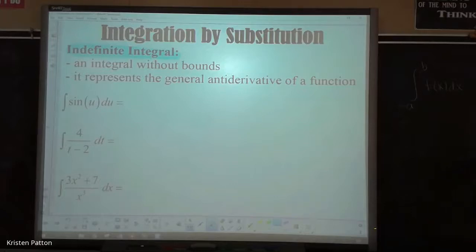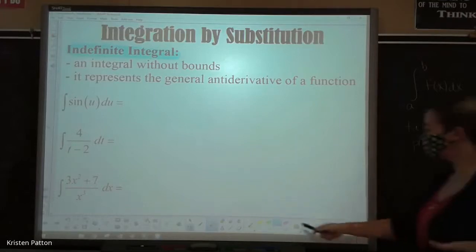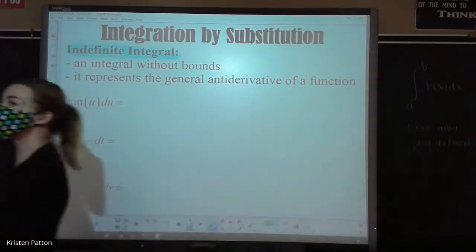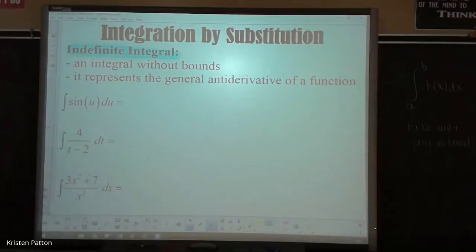Okay? Well, the good news is we still evaluate it the same way. Think about this. When we evaluated integrals, we said take the antiderivative and then plug in the bounds, right? Take antiderivative, plug in bounds. Well, if there are no bounds, that just means we skip that step. So, in general, an indefinite integral is notation that just tells us to take the antiderivative.